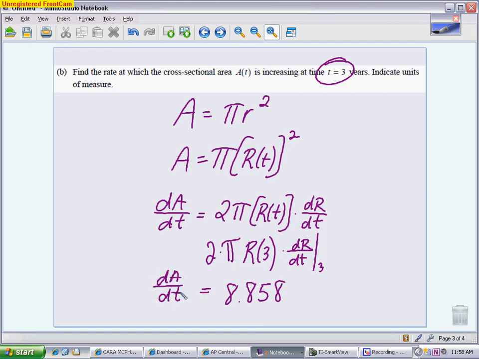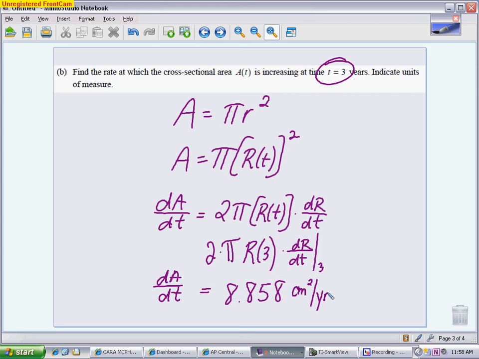They did ask to indicate units of measure. Since this is how my area is changing, it is going to be centimeters squared per year, because my radius was changing at a rate of centimeters per year. So my area would be square centimeters per year. This was worth 3 points.